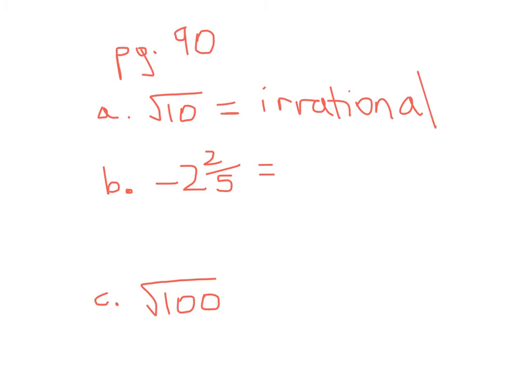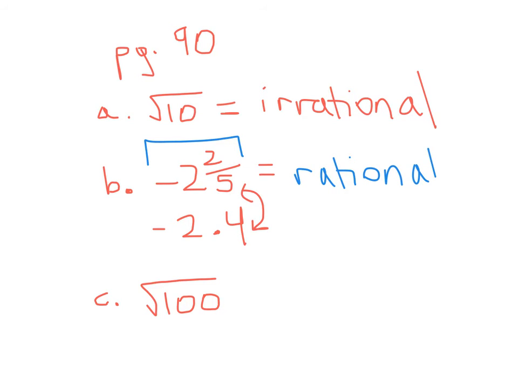Negative 2 and 2/5. Well, if we divided that out and we wrote that as a decimal, we would have negative 2.4, which is the same thing as negative 2 and 2/5. And this does not fit our specifications for an integer, whole number, or natural number, but we know it is a rational number because it can be written as a fraction. So we're just going to say that this is a rational number, and that is the only set to which negative 2 and 2/5 belongs.